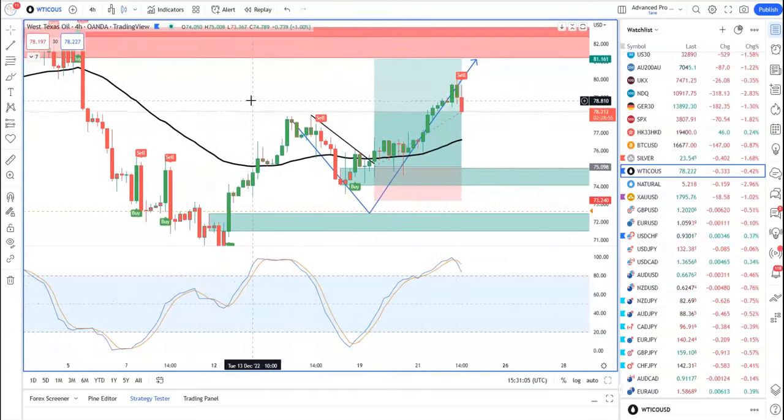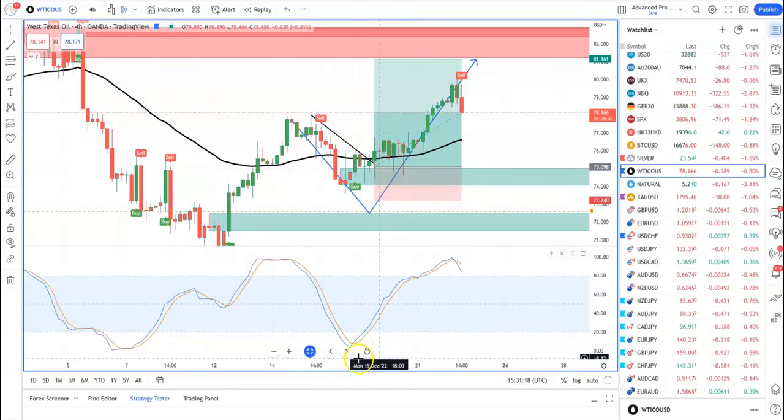But the point of this exercise is to understand the order blocks. First of all, the green zones or buy zones. I expected it maybe to come down a bit deeper. It didn't come down enough to be oversold on the stochastic. This is a 4-hour chart.